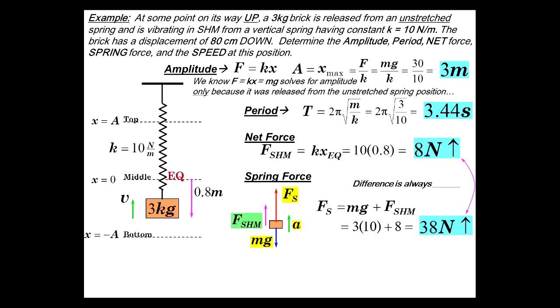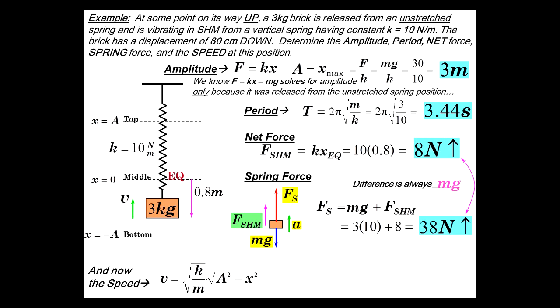The difference between the net force and the spring force is just mg. Now, what I had just said, the spring is already stretched 3 meters plus another 0.8 meters. So 3.8 meters times 10, the k, gives us 38. So that is the same thing. But this free body force diagram was useful to sort out the various forces involved.